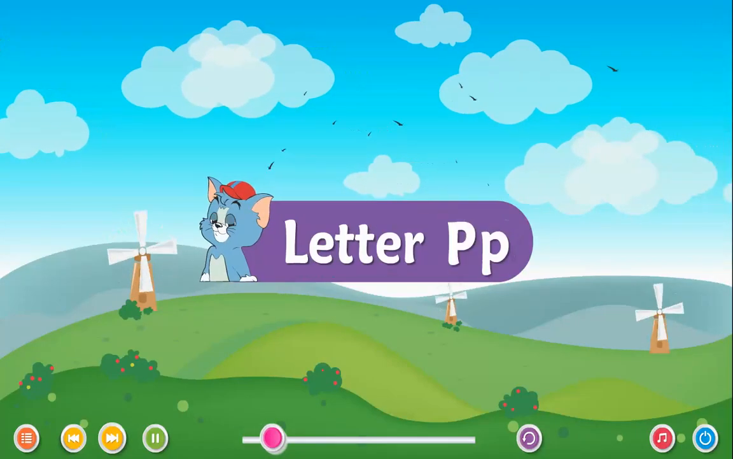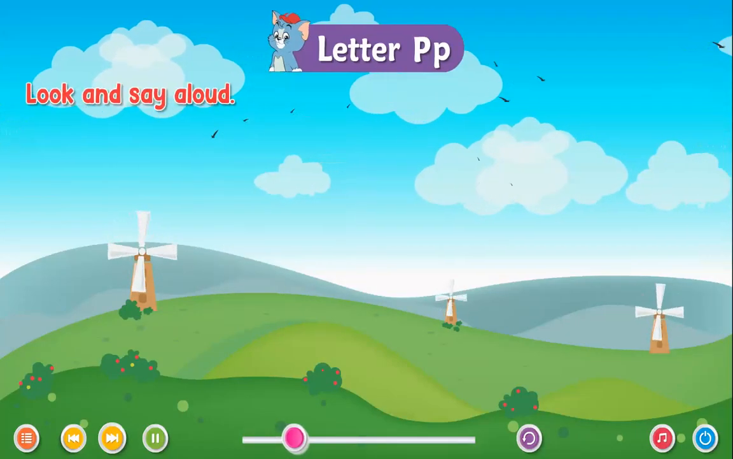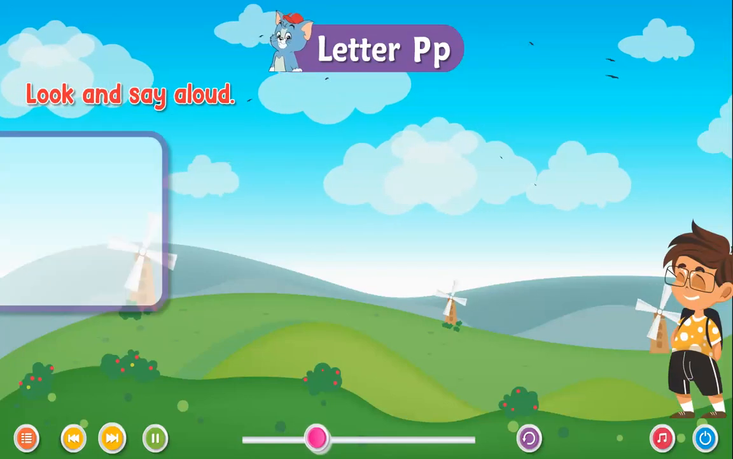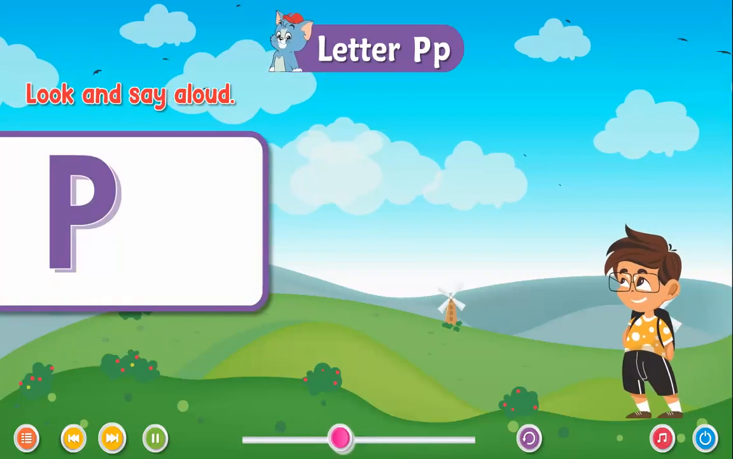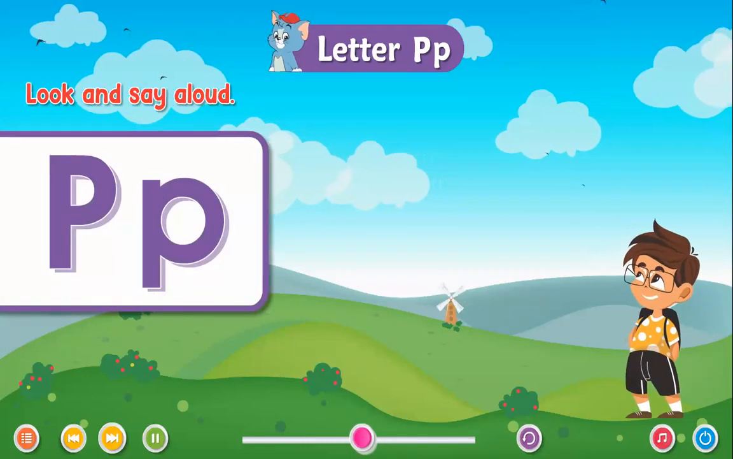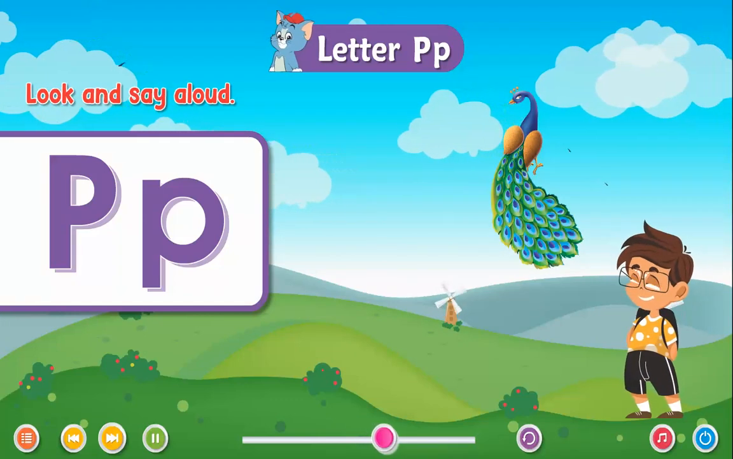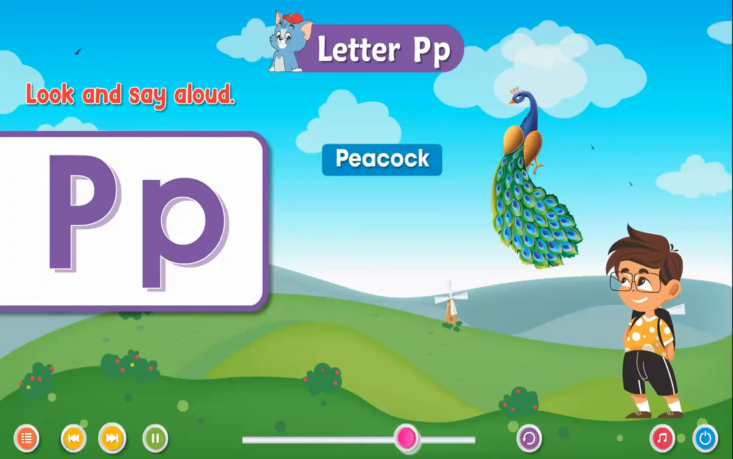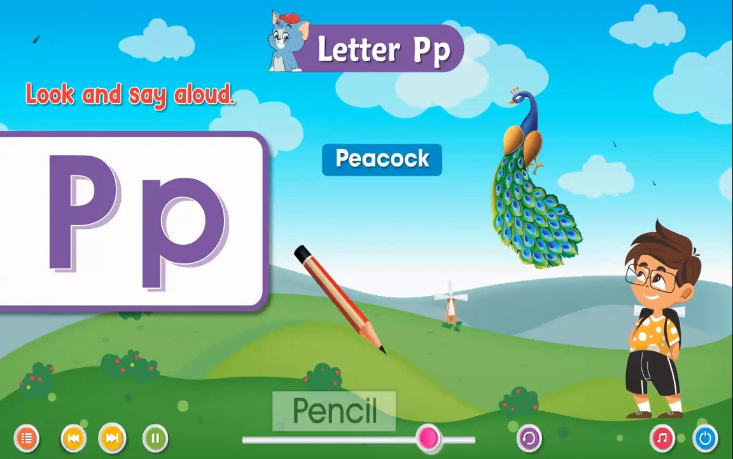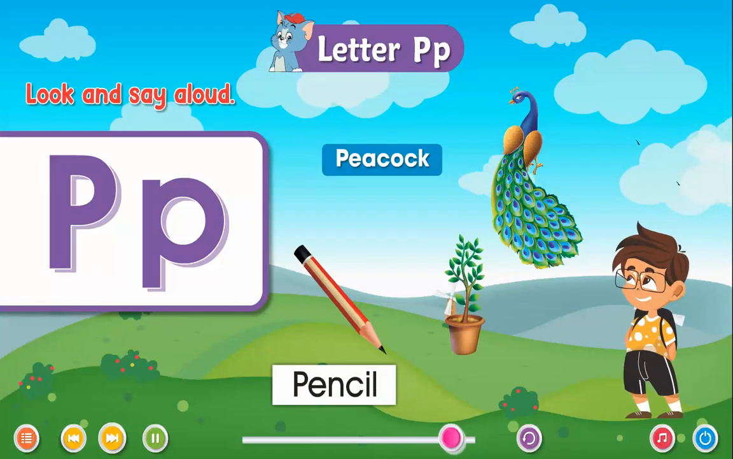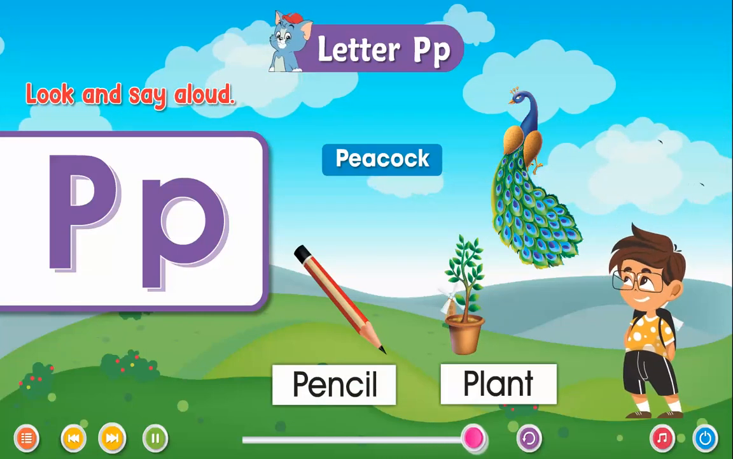Letter P. Look and say aloud. Capital P, small p. P for peacock. P for pencil. P for plant. Circle. Trace the letter. Match the picture.